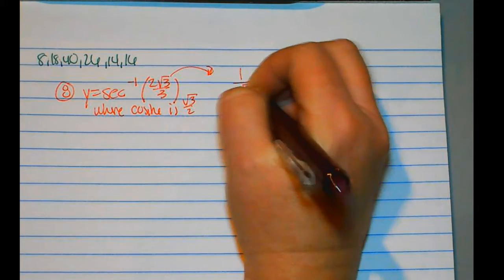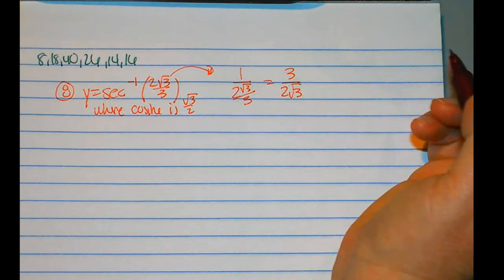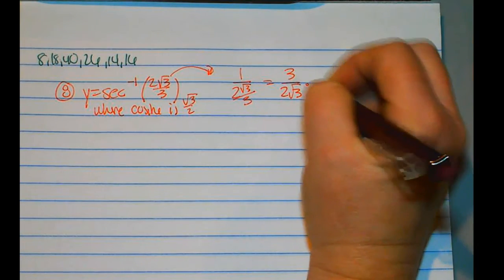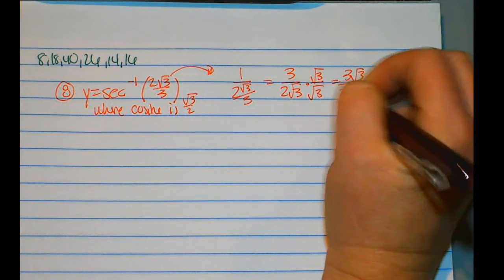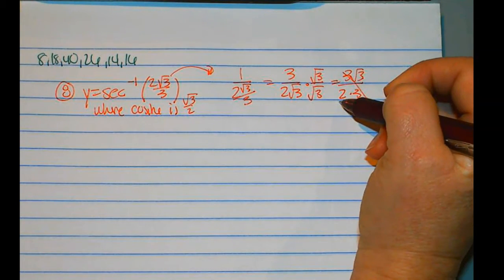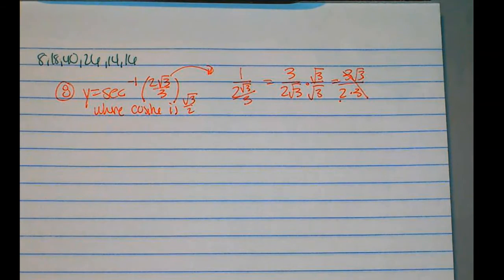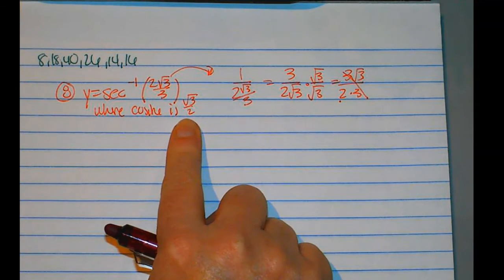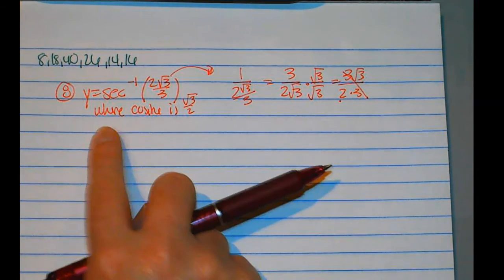Let's take this and flip it over. 1 over 2 square root of 3 over 3 is 3 over 2 square root of 3. Rationalized, square root of 3 over square root of 3 is 3 square root of 3 over 2 times 3, which is square root of 3 over 2. But it was a good guess because there's only square root of 3 over 2, a half, square root of 2 over 2, and 1 or negative 1 and 0, right? Those are my only choices. So it's probably going to be this one, and I just did all the math to show you that it is. So now I'm thinking, where is cosine this?